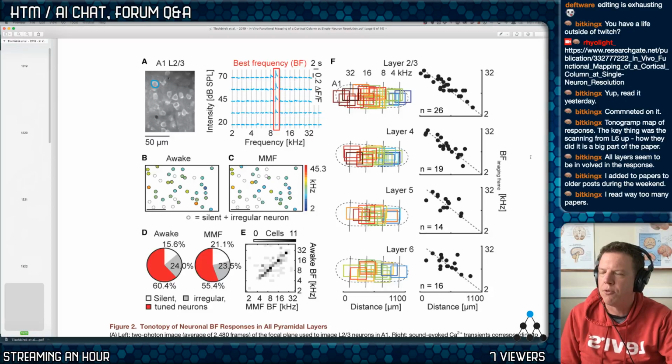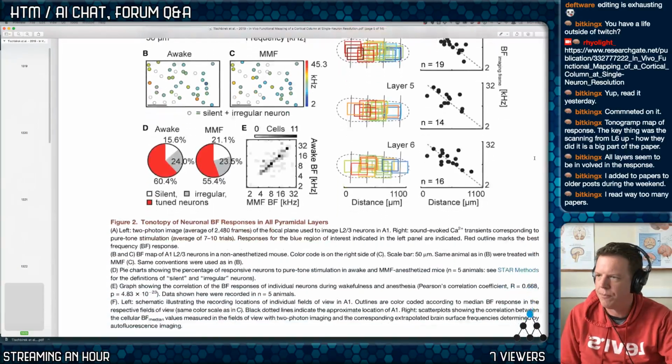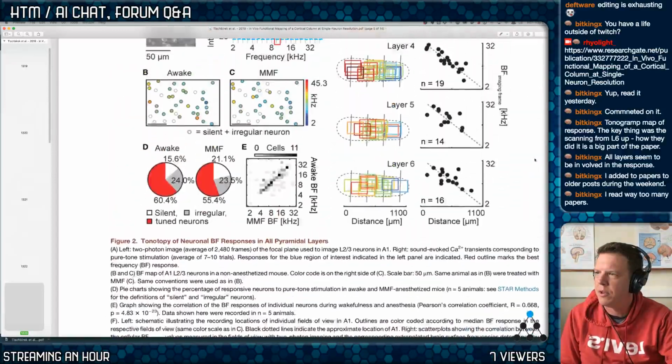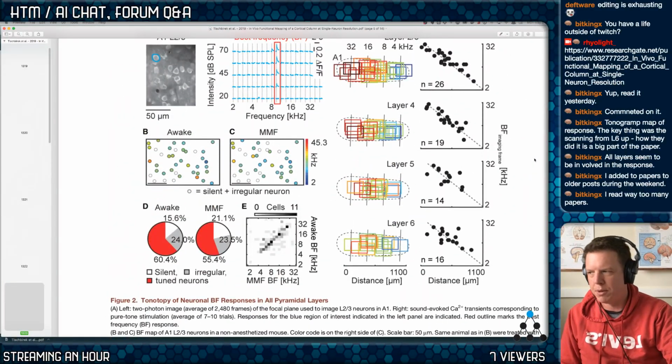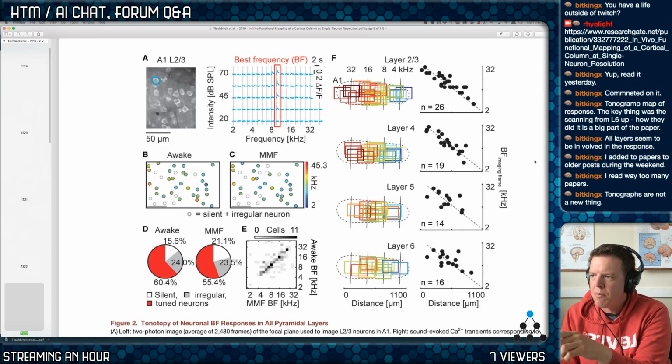So, I don't know if they're going to bring this up in the research meeting or not, but at least, I read too many papers. At least you have a chance to look at it. Mark's already seen it, but the tonotopy, I'm interested in the tonotopy here. And I haven't fully decoded this chart yet.